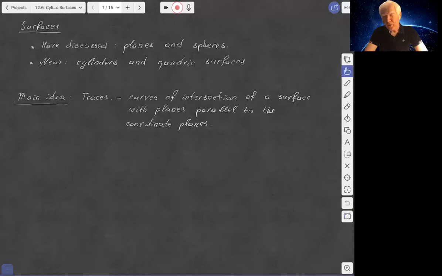The basic technique that we're going to use is founded on the so-called traces, or curves, that we get in the intersection of surfaces with planes parallel to coordinate planes. So we consider all the planes that cross the surface and see what we get for every cross section. Those curves put together will give you some idea of how the surface is going to look. Let's see how that works.